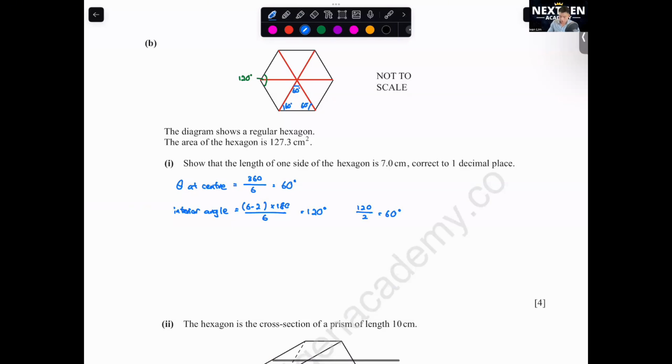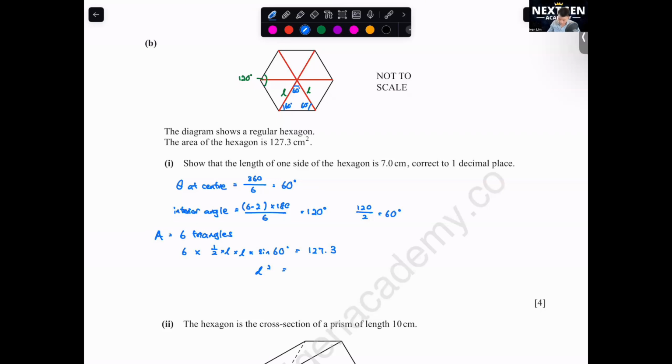Formula for area of the hexagon will be 6 triangles. This will be your area. How to find the formula of 6 triangles? You take 6 multiply, we use 1 over 2 ab sine C. Let's call this length L and length L. So 6 times 1 over 2 L squared times sine 60 degrees is equal to 127.3. We're going to solve for this. So L squared, we shift everything to the other side: 6 divided by 2 times sine 60.